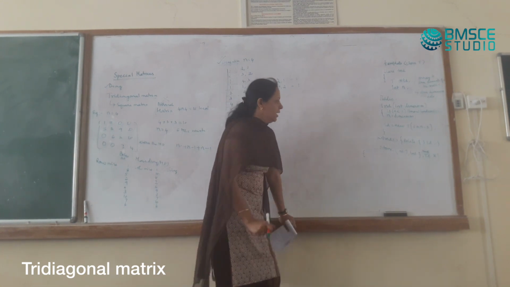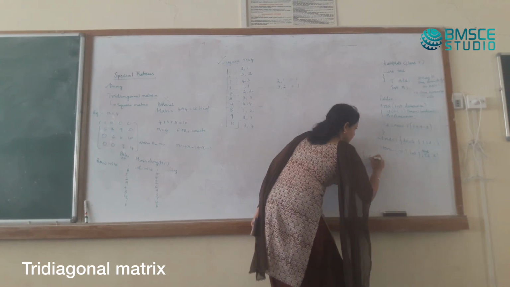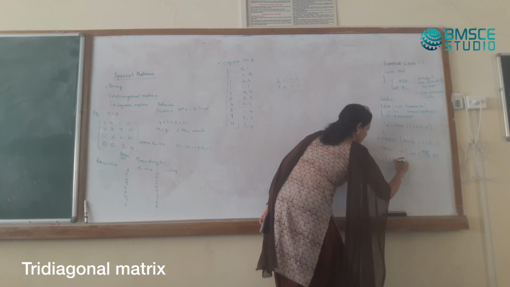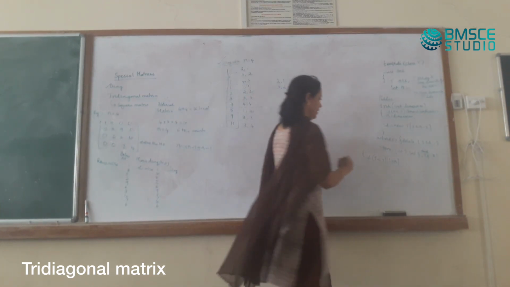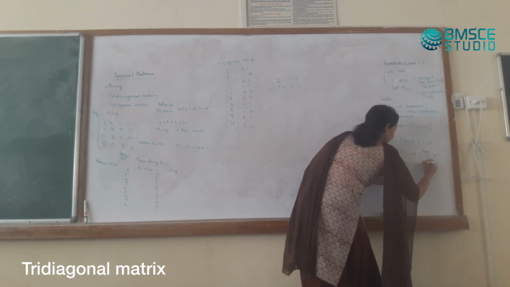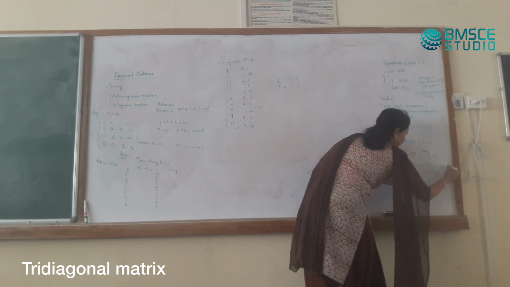Done? Is there any validation? Yes. If i less than 1 or i greater than n, or j less than 1 or j greater than n, throw out of bound function.